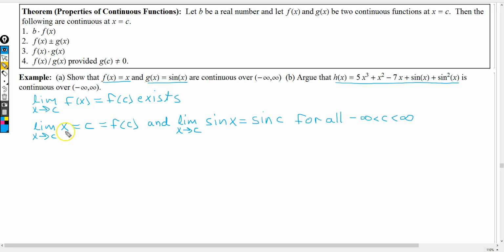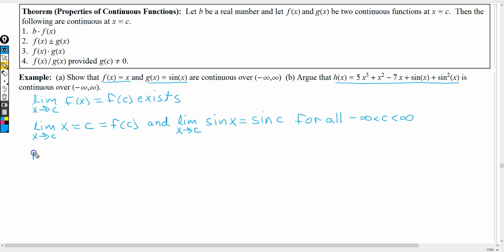Well, certainly this is true for x and sine x, because certainly the limit as x approaches c of x equals c, and that's f of c, and the limit as x approaches c of sine x equals sine c for all real numbers c. Now this one right here, we didn't actually prove this, but we looked at the graph of sine x and saw it was nice and smooth, so this is going to be true. Later on we'll prove that sine x is differentiable, which will actually prove continuity, but we need to look at that result later. So now, notice that if x and sine x are continuous, then we can argue that the following are also continuous by properties 1, 2, and 3.